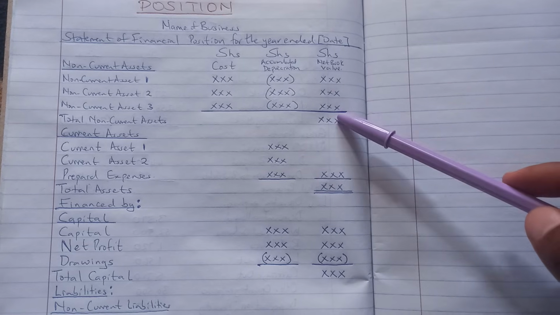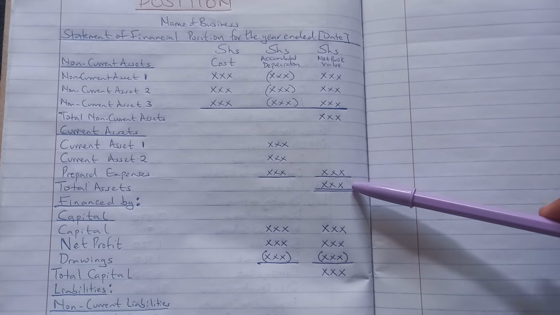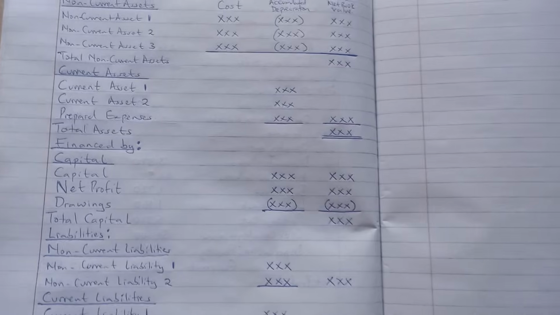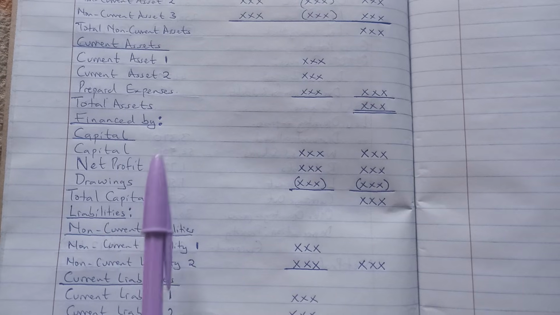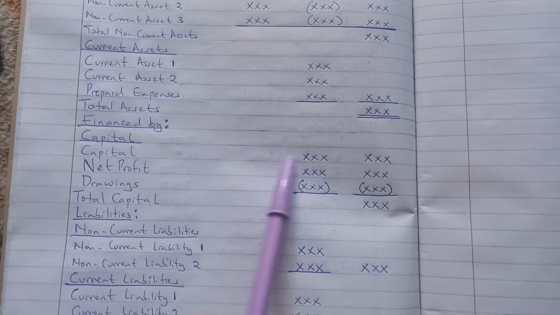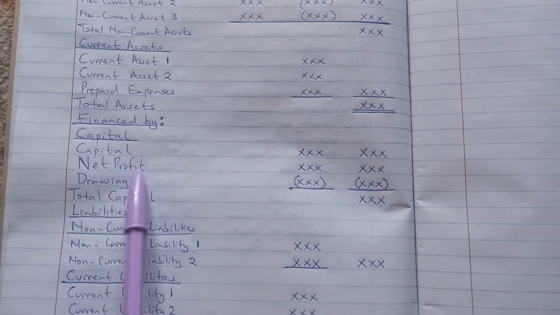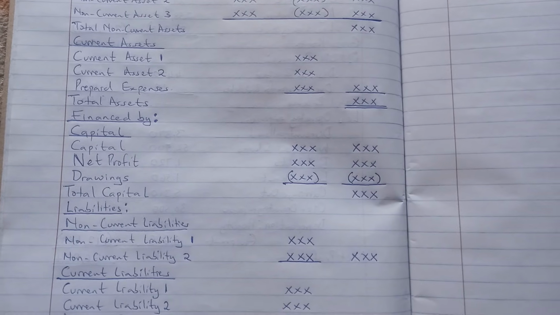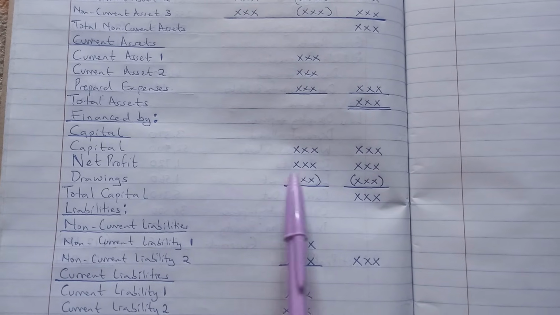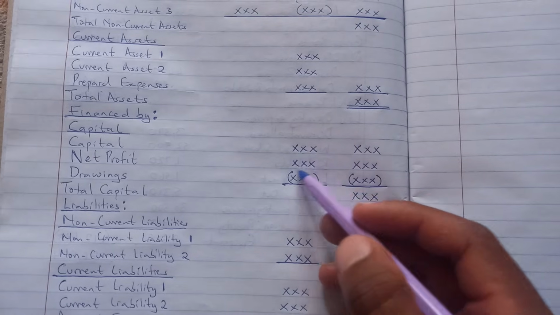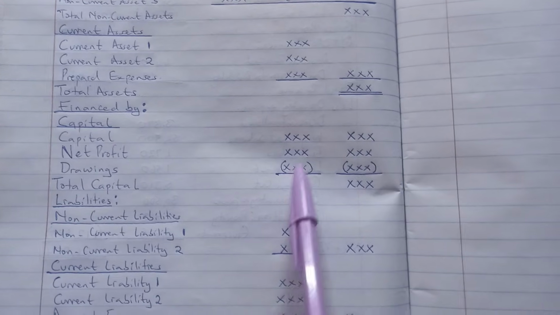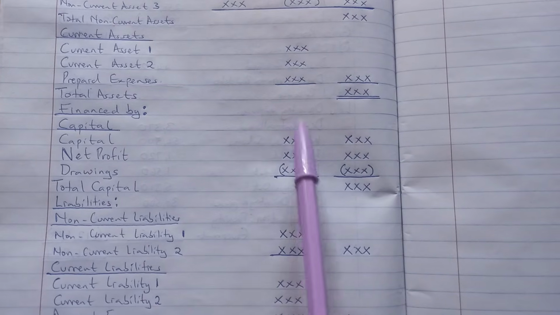So if you take total non-current asset plus current asset, you will get the value of total assets, and then you close. Then you move on to financed by. The business is financed by capital and liabilities. So the value of capital, and then the net profit, you will get this value in the income statement. If you get a net loss, that negative value will be in brackets. But if it is a profit, it is a gain, so it is a positive value. You add it on to the capital.